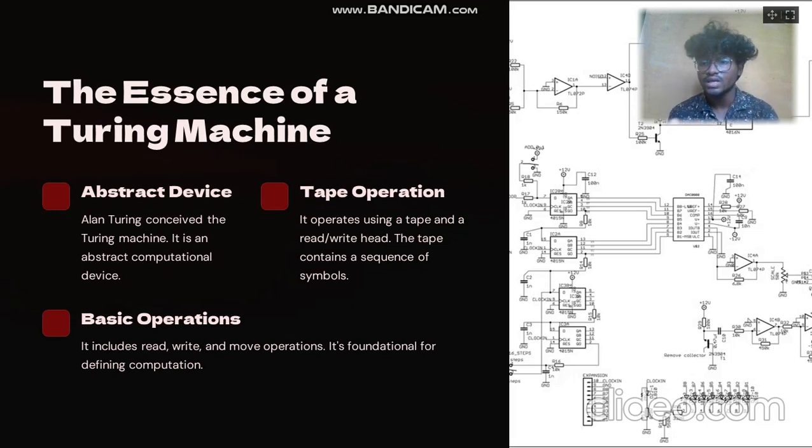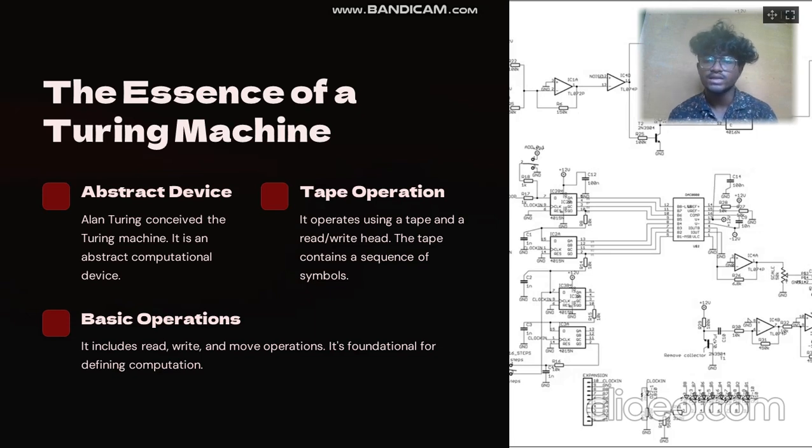I classify the essence of the Turing machine into three types: abstract device, tape information, and basic operations. We all know that Alan Turing was the scientist who discovered the Turing machine in 1936. The abstract device is nothing but what Alan Turing conveyed as a Turing machine. It is an abstract computational device, so it's called an abstract device.